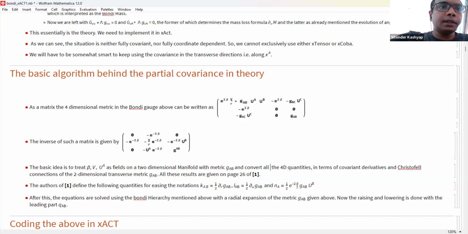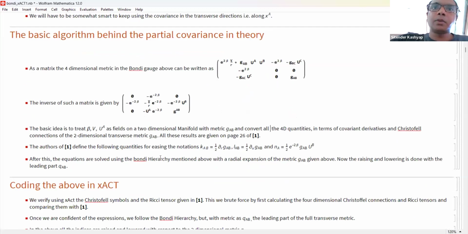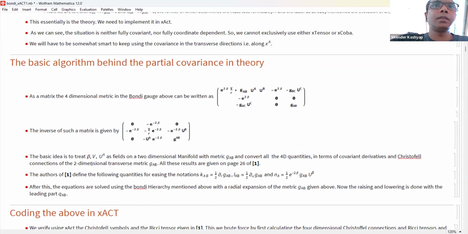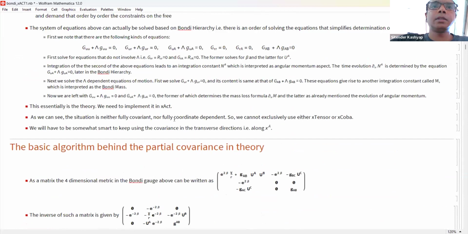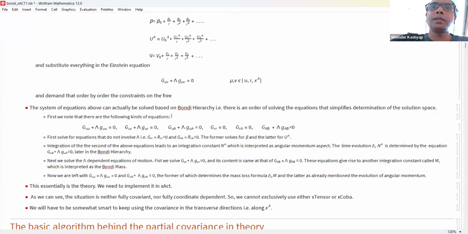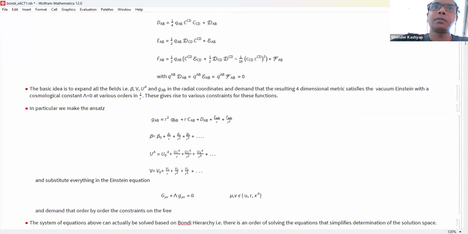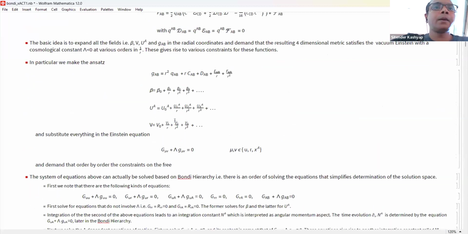Okay, so after this, the equations are solved using the Bondi hierarchy mentioned above, with radial expansion of the metric GAB as given above. Once we have radially expanded GAB, the raising and lowering is done with respect to the leading part of G, which is QAB, as you can see here. So all the raising and lowering will be done with respect to QAB once all of this has been substituted.